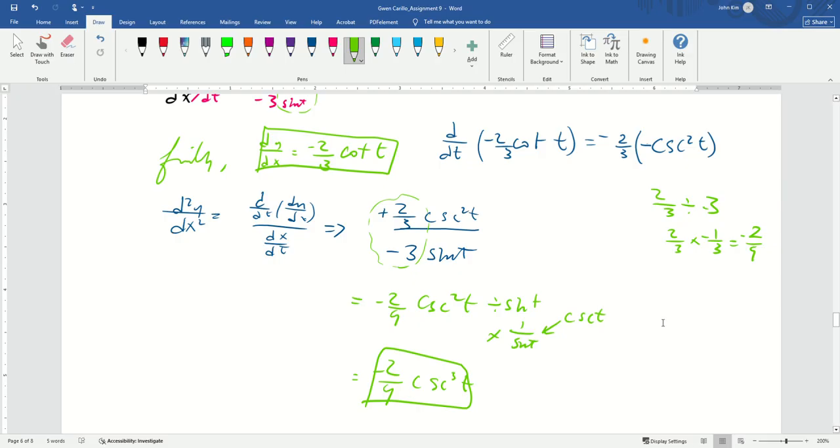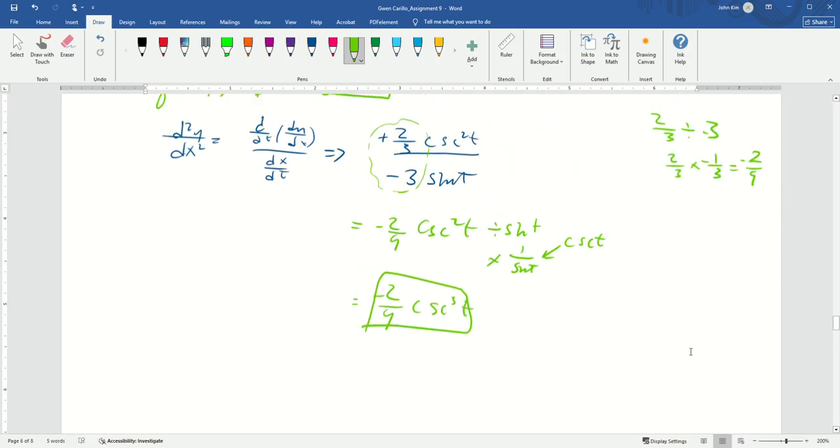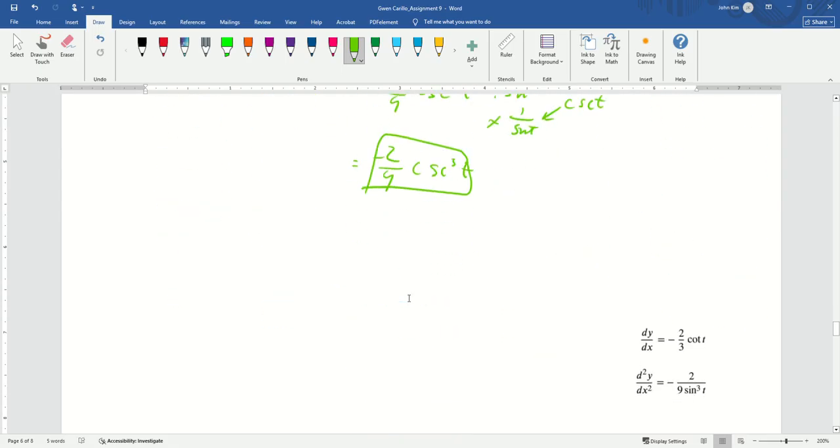I verified the answer on ChatGPT, which is negative 2/3 cotangent of t for the first derivative, and the second derivative was negative 2/9 times 1 over sine cubed of t. This turns out to be the same thing as negative 2/9 cosecant cubed of t by definition. Okay, so there you have it.